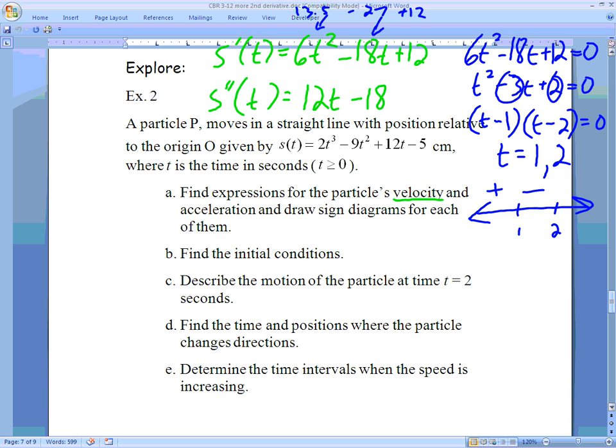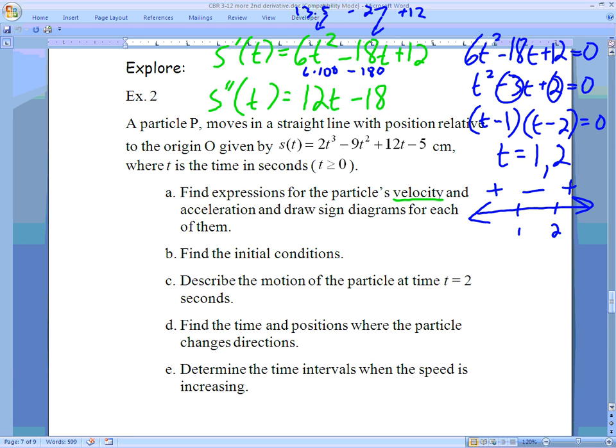And then last but not least, we need a number that is bigger than 2. I'm going to pick 10. So I would have 10 squared right here, which is 100. 100 times 6 is 600. 600 minus 18 times 10, which is 180. It's going to be very positive. Plus 12 more is still very positive. So that is our sign diagram for the first derivative.